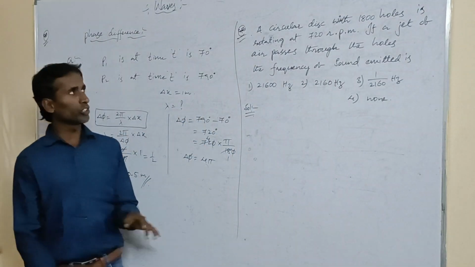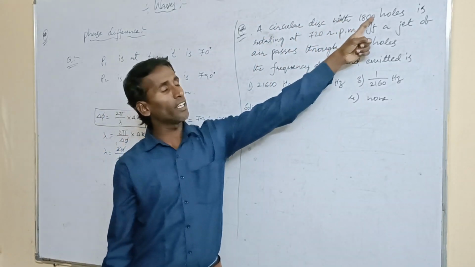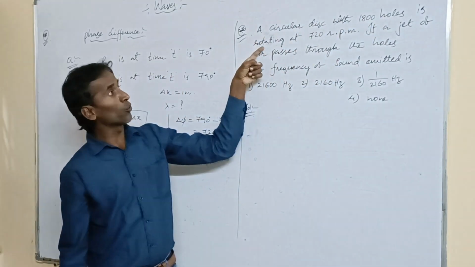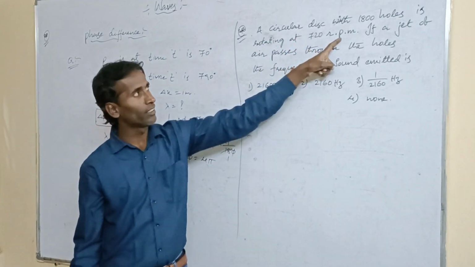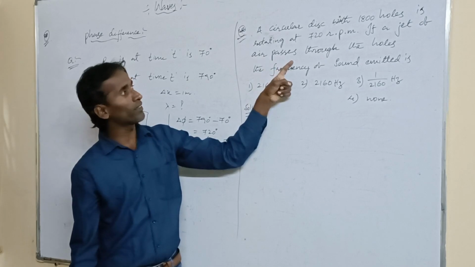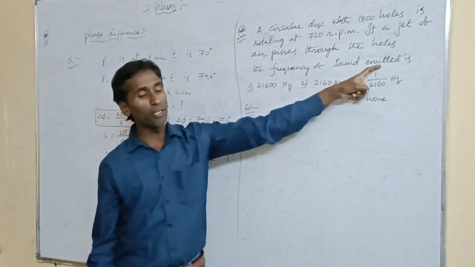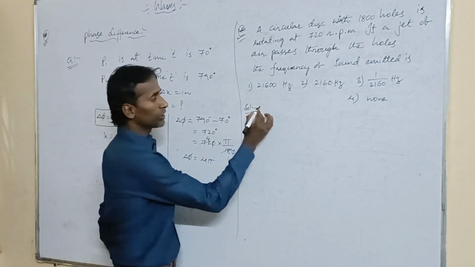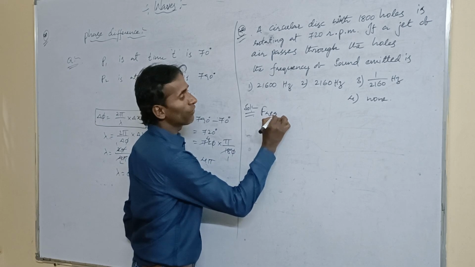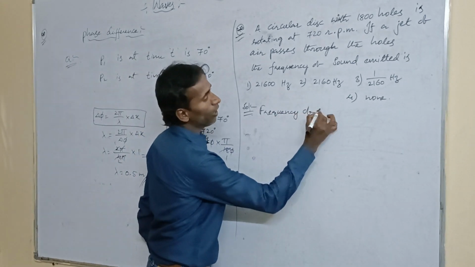Yes, sir. Next question. A circular disc with 1800 holes is rotating at 720 rotations per minute. If a jet of air passes through the holes, the frequency of the sound emitted is? So he is asking here what is the frequency of the sound. Generally we have a formula here for the frequency of sound.